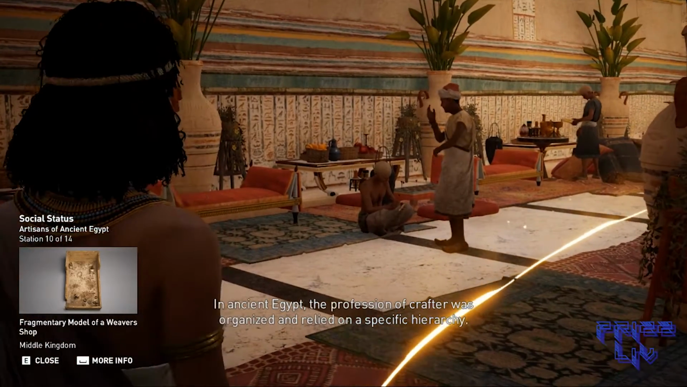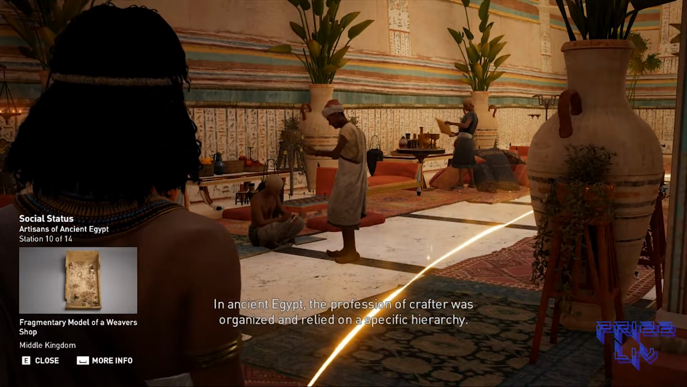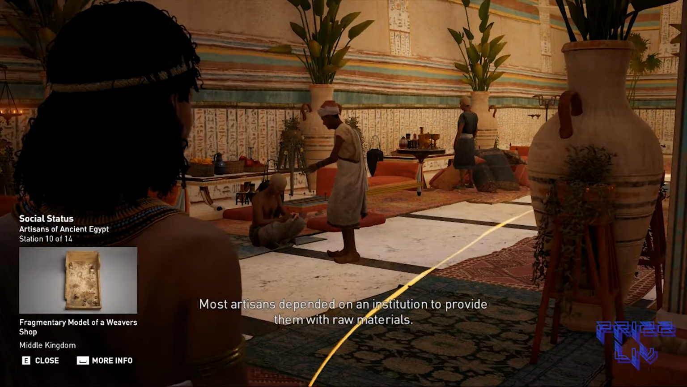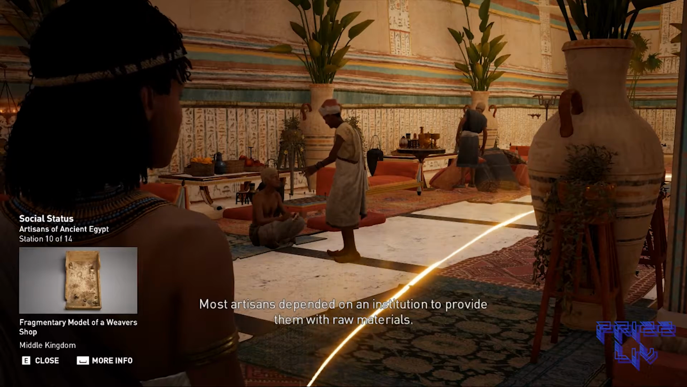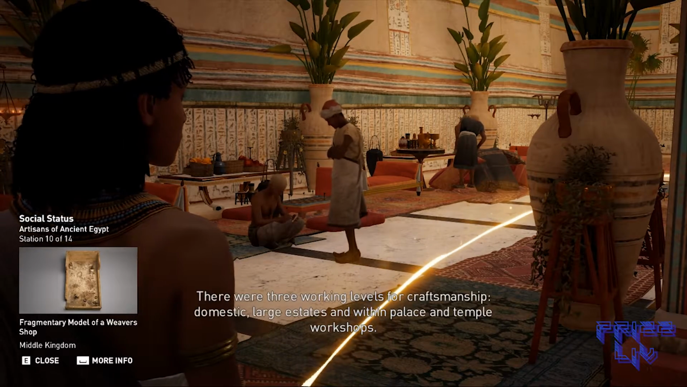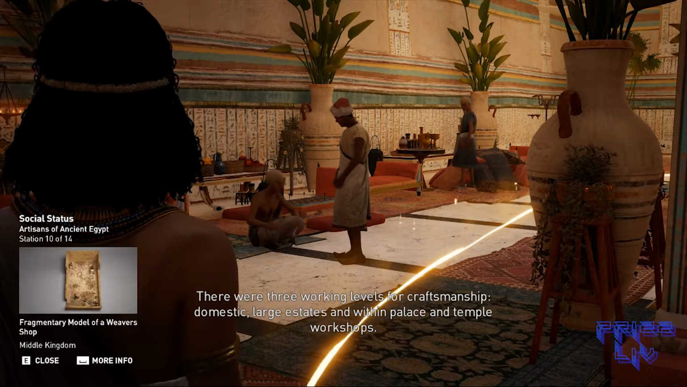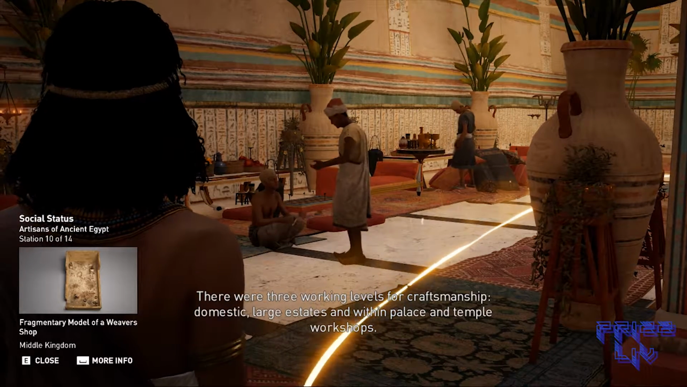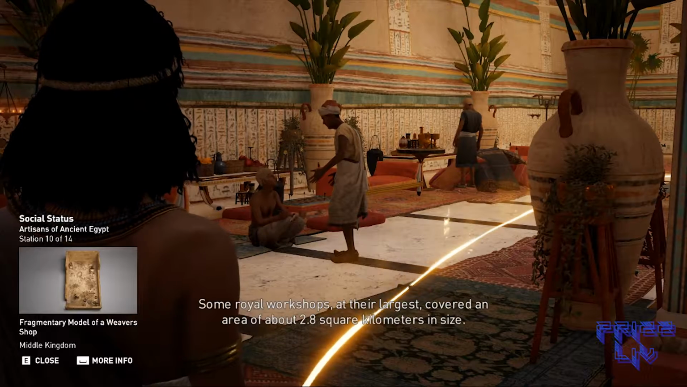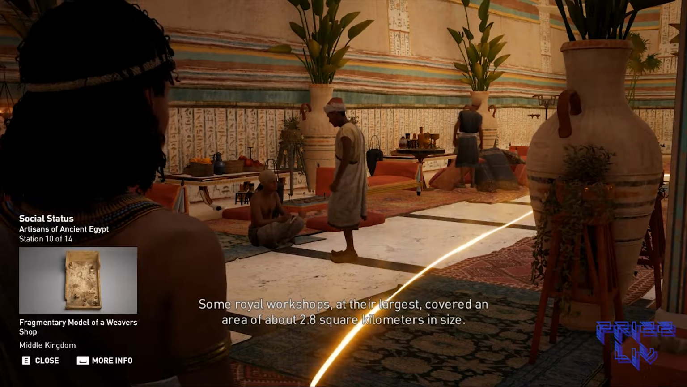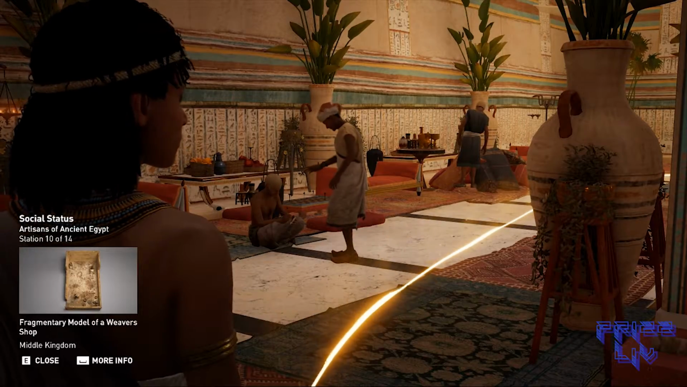In ancient Egypt, the profession of crafter was organized and relied on a specific hierarchy. Most artisans depended on an institution to provide them with raw materials. There were 3 working levels for craftsmanship: domestic, large estates, and within palace and temple workshops. Some royal workshops, at their largest, covered an area of about 2.8 square kilometers in size.